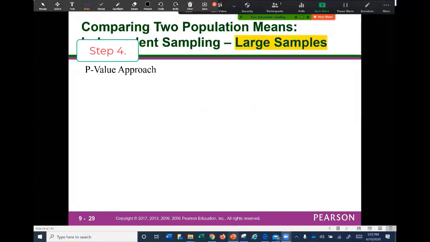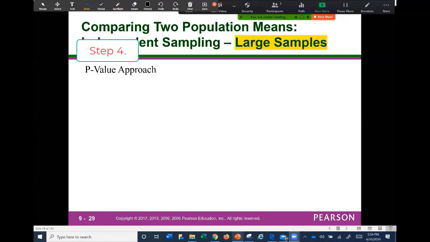Let's test the hypothesis that for the low-fat diet, the average weight loss is bigger than for a regular diet. Let's test this hypothesis using the p-value approach, not the classical approach using critical value.